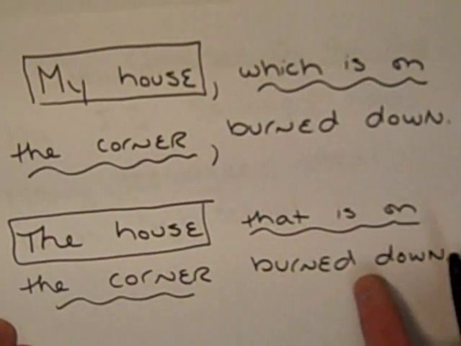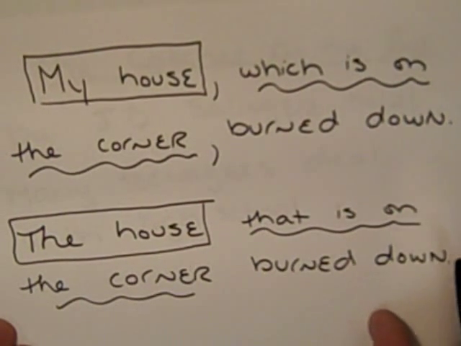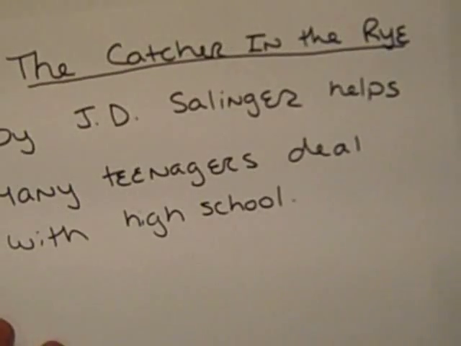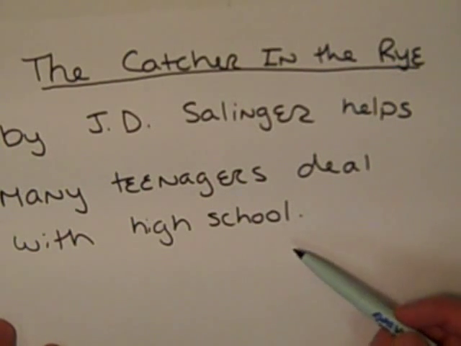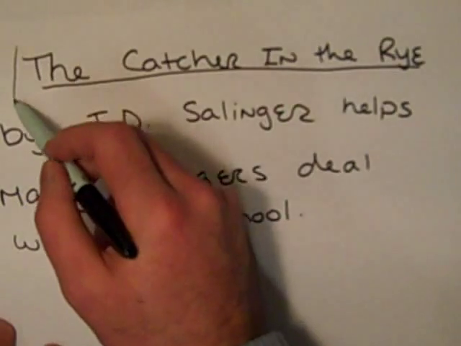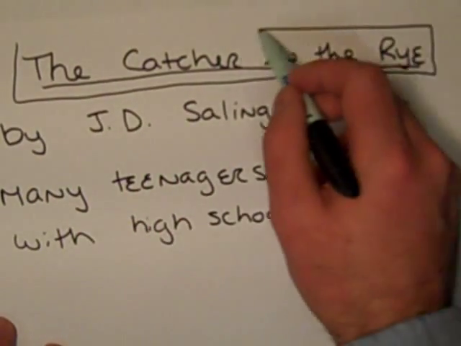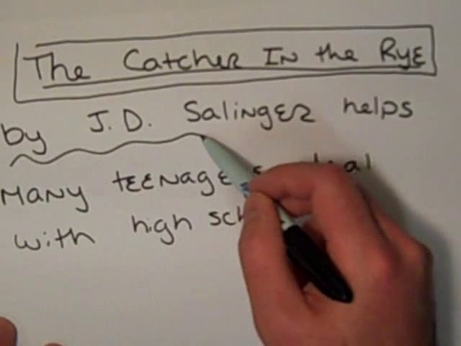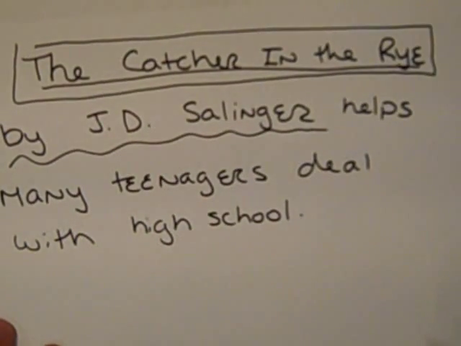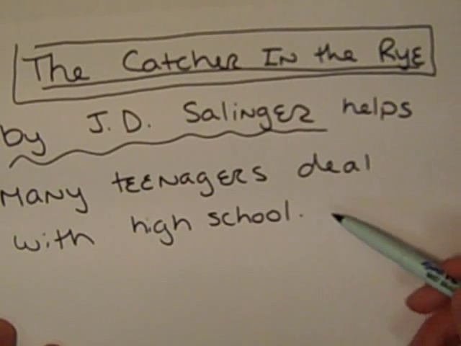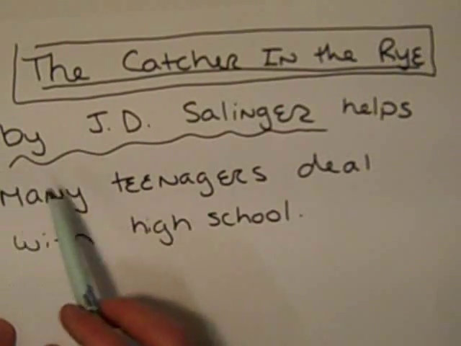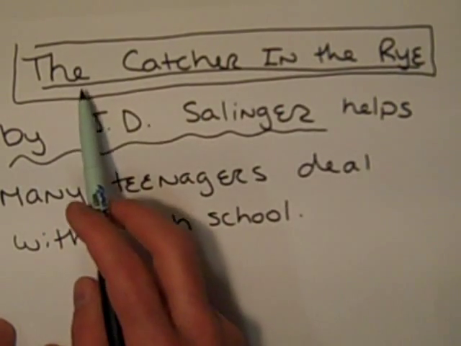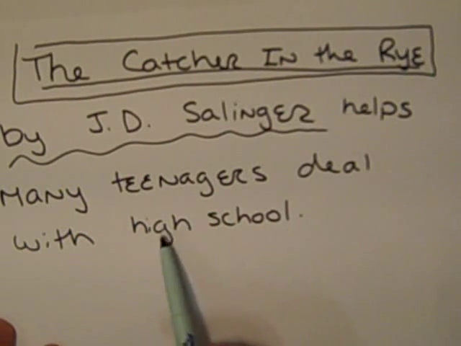Another example of this is a familiar way to start a literary analysis paper. The Catcher in the Rye by J.D. Salinger helps many teenagers deal with high school. Okay, The Catcher in the Rye is the noun. "By J.D. Salinger" is information about that noun, and "helps many teenagers deal with high school." If I dropped the part of the sentence that's underlined with the squiggly line, and I just said, The Catcher in the Rye helps many teenagers deal with high school, you wouldn't say, which Catcher in the Rye?